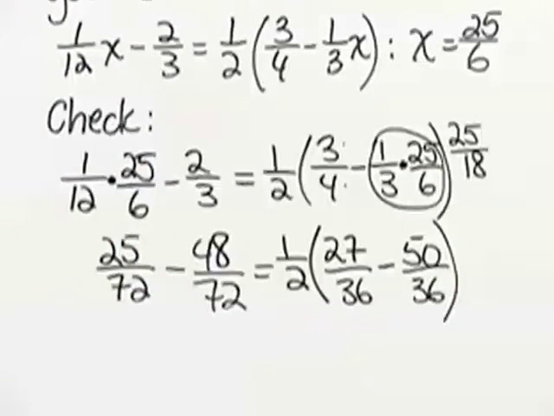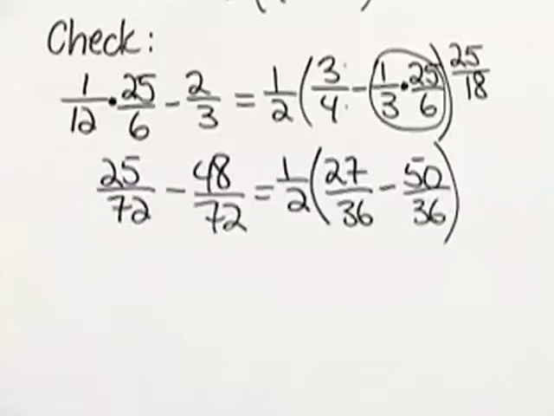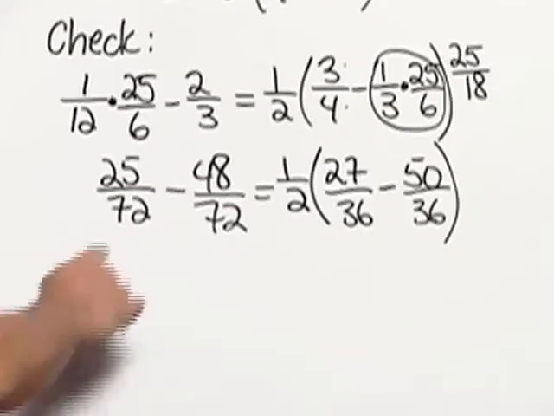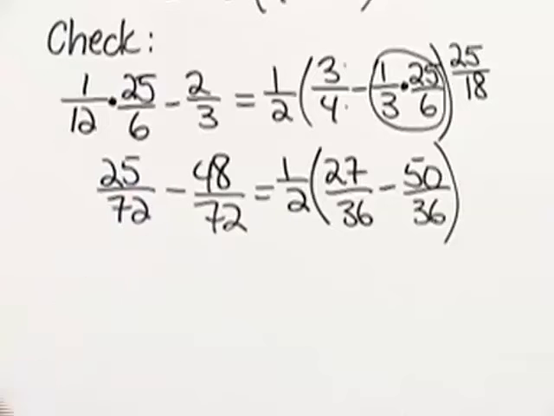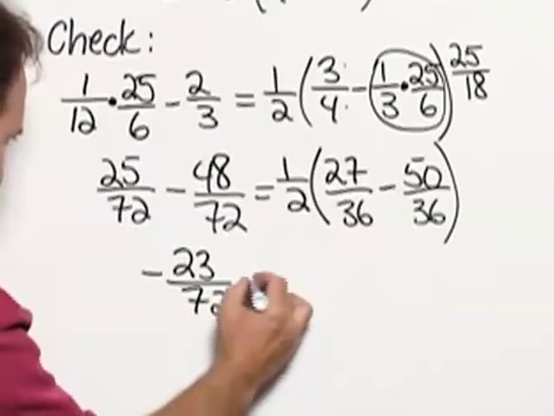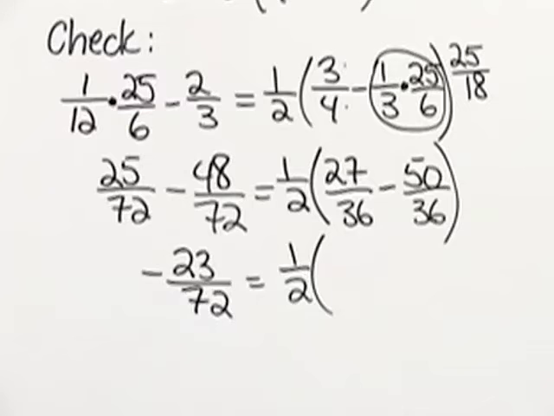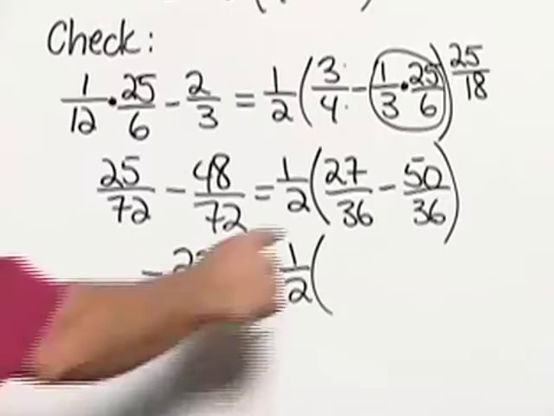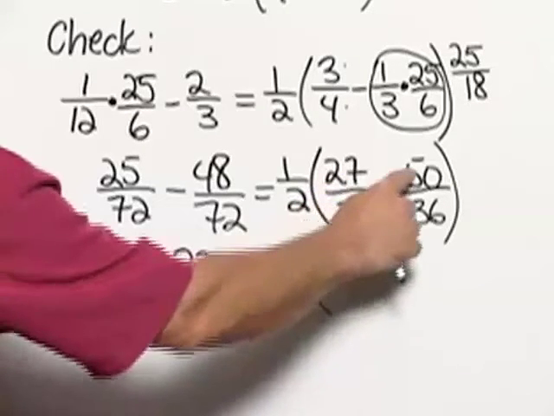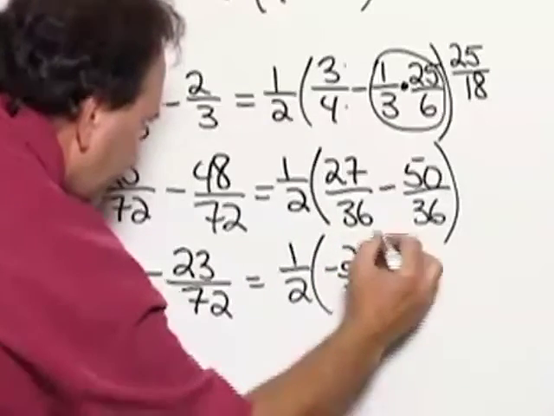On the left-hand side, 25 minus 48. That's going to give us a negative, and when we subtract the 25 from the 48, we get 23. So in other words, negative 23 over 72. We want to know, is that equal to half of, well, now we have 27 minus 50. That's minus 23 over 36.